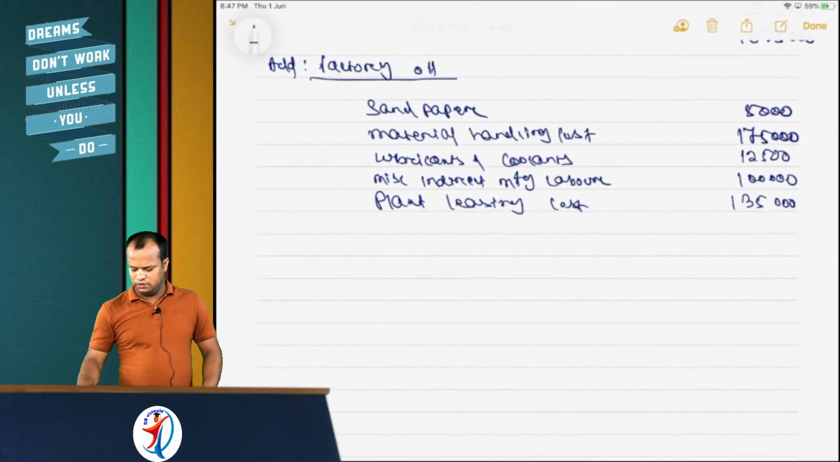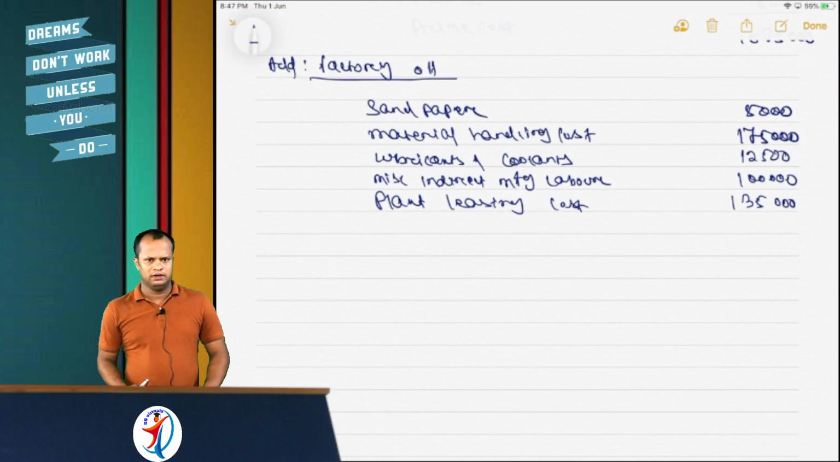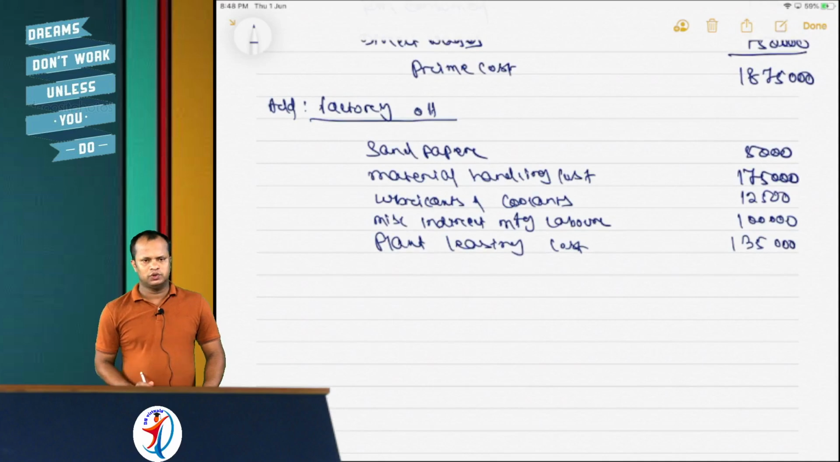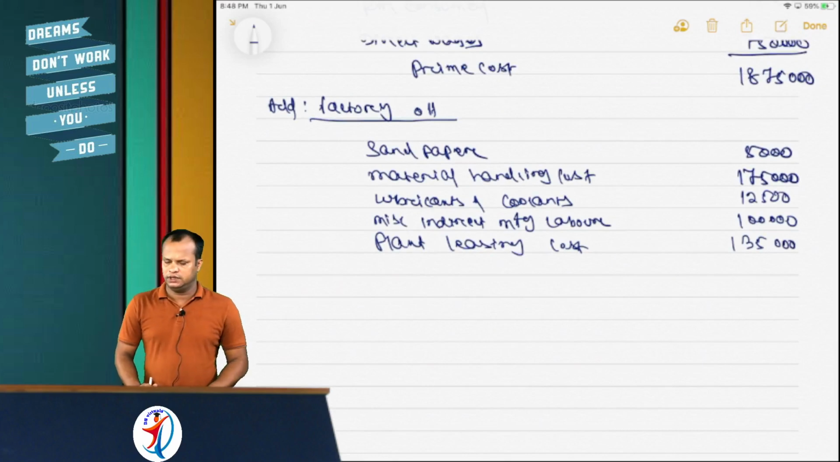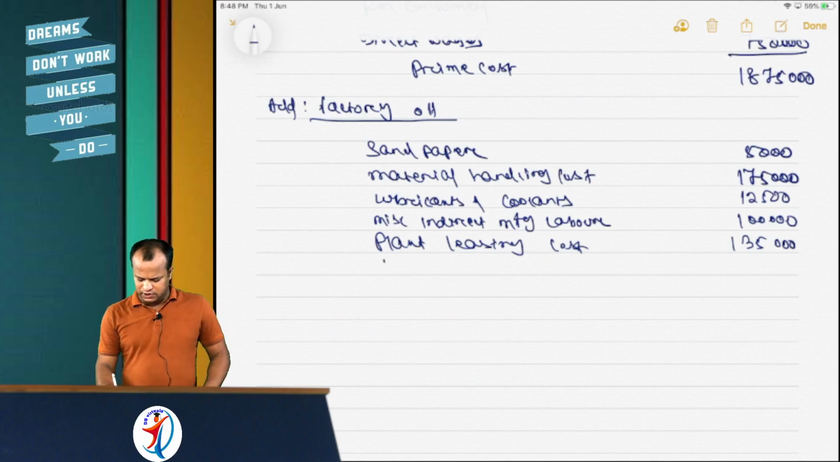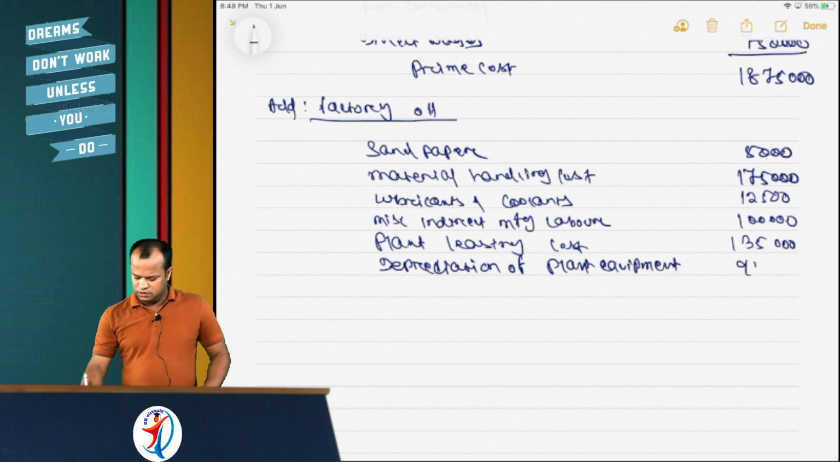Sir, my question is whether plant leasing cost is a factory overhead. Answer is yes, because plant leasing cost is related to machine, and machine is used in factory. Plant and machine, okay. It is nothing but rent of machine. The other name of rent of a machine is plant leasing cost. So make yourself clear that plant leasing cost is an indirect factory overhead. Then depreciation of plant equipment, 90,000.